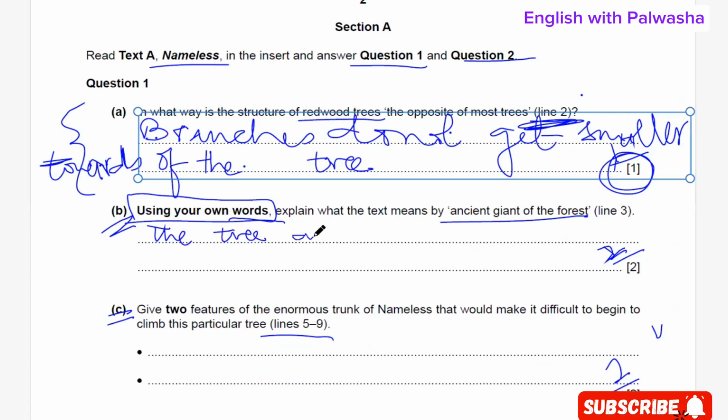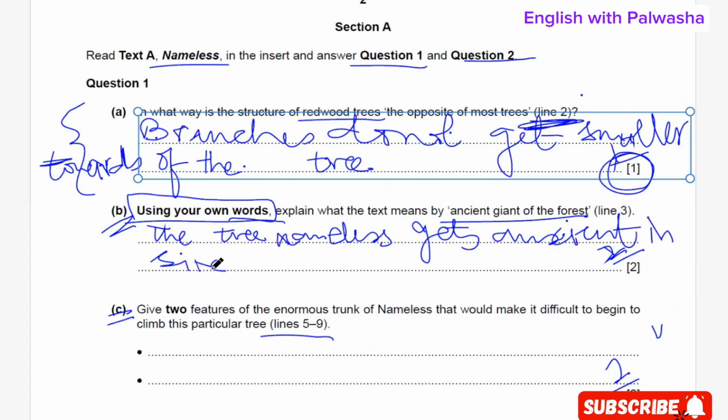The tree Nameless gets ancient in size, and more massive. Please bear with my handwriting because this pen is not at all friendly. All right. So we can also write in easy words: very old, or huge, or very tall.